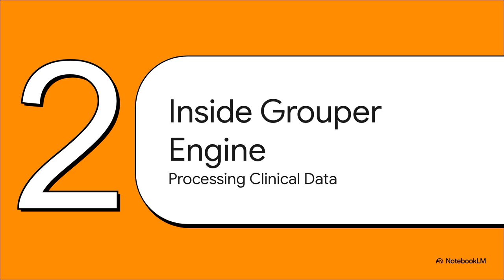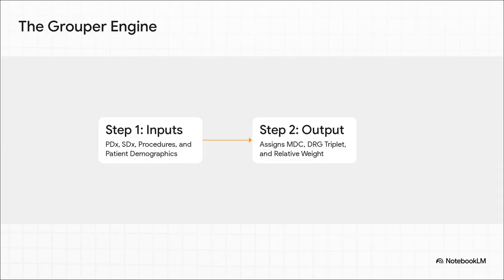Section 2. Inside the grouper engine. So, how does that sorting actually happen behind the scenes? Let's use an engine analogy here and take a look under the hood to see exactly how all that raw clinical data gets processed. Think of the CMS grouper as this massive, sophisticated logic engine. Step 1 is feeding it all your raw inputs from the patient's chart. We're talking principal diagnoses, secondary diagnoses, any procedures they had, and basic demographics like age, sex, and discharge status.